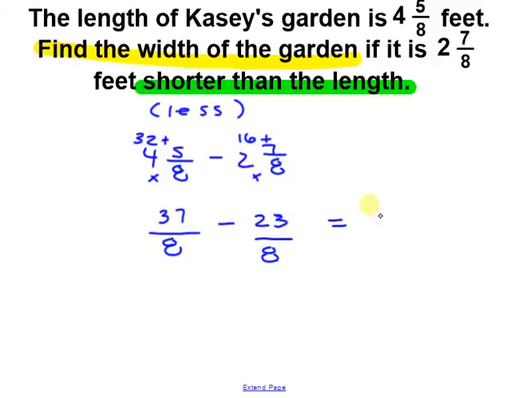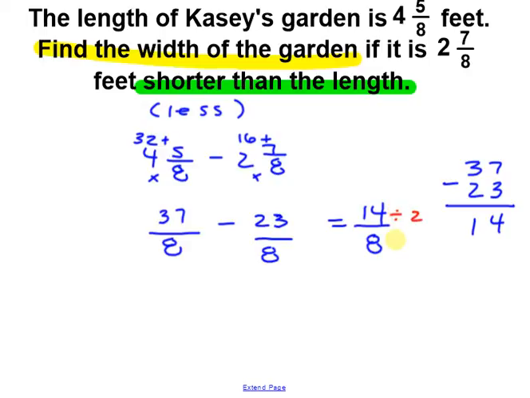So we have 37 minus 23. 7 minus 3 is 4. 3 minus 2 is 1. So we have 14/8.